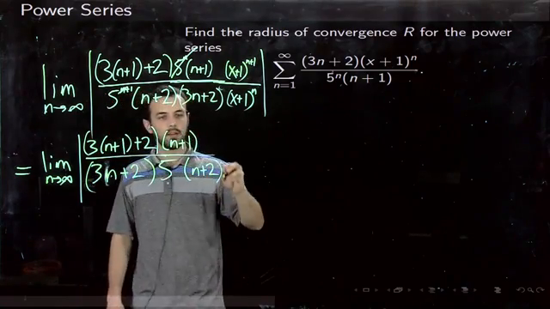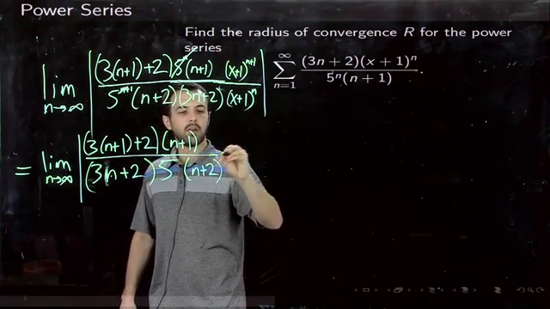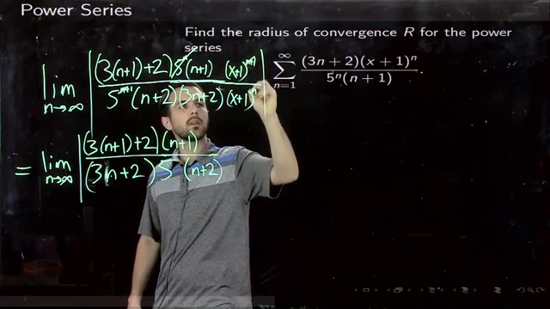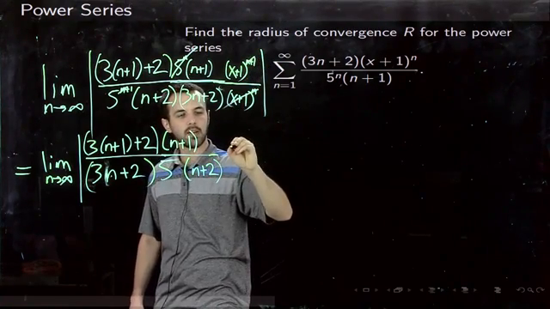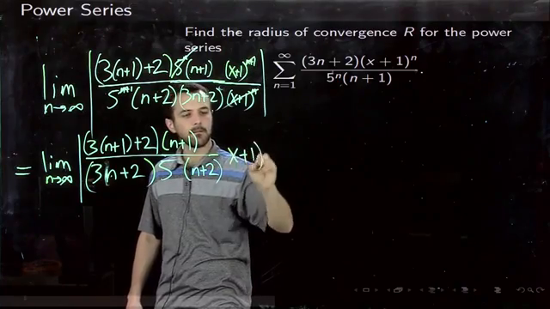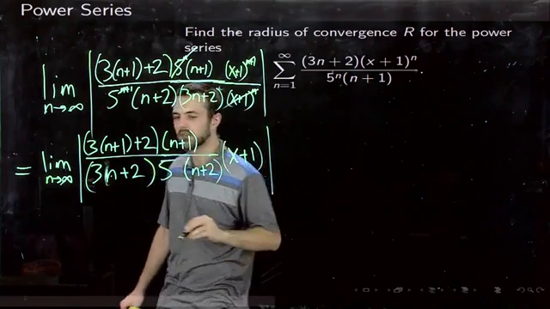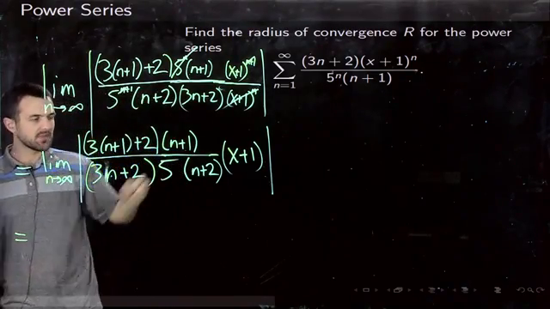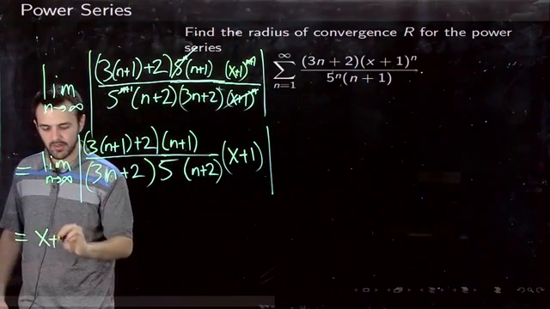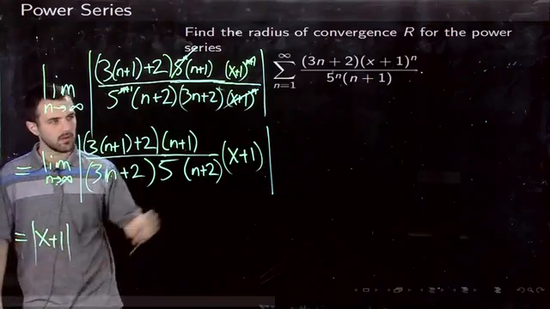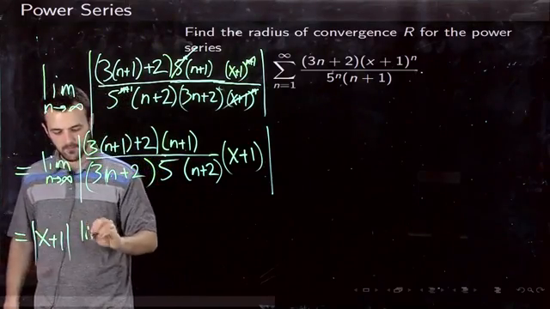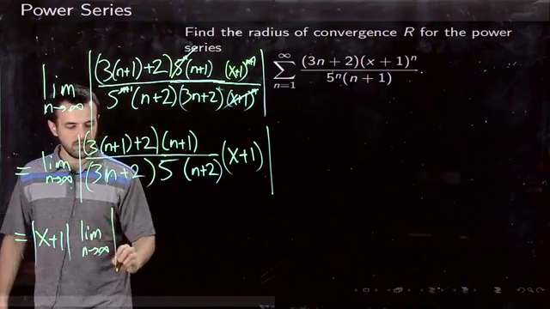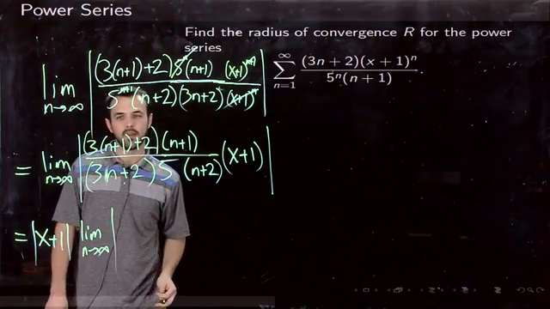All right. And then over here, these are going to cancel out with this, and we're just going to get an x plus 1, all inside the absolute values. But the x plus 1 doesn't depend on n, so we can just pull it out. Keep in mind, we've got to keep the absolute values there, as n goes to infinity. And now let's see if we can clean this up a little bit.